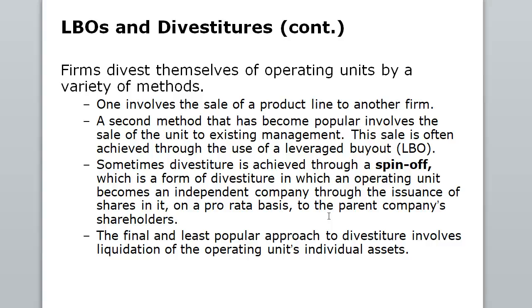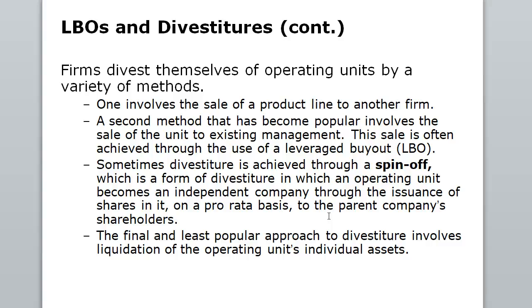A spin-off occurs when one large company spins off a separate division or piece of their company into a separate company. The operating unit becomes fully independent, with shares issued on a pro forma basis to the parent company shareholders. So if you're a public company, you could spin off part of your company as another public company and retain shares in that company. That's a way of being a divestiture, which is sort of like a reverse merger.